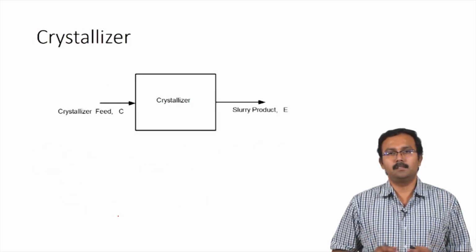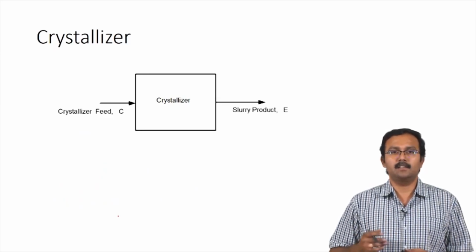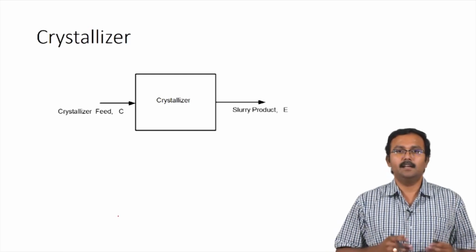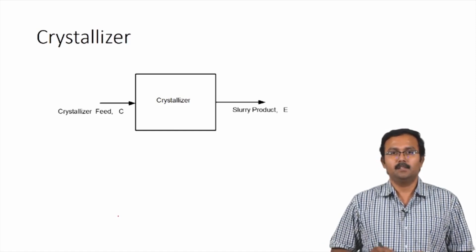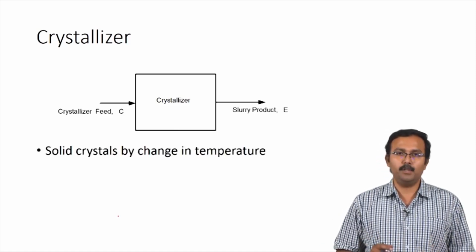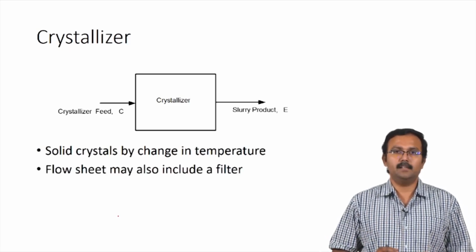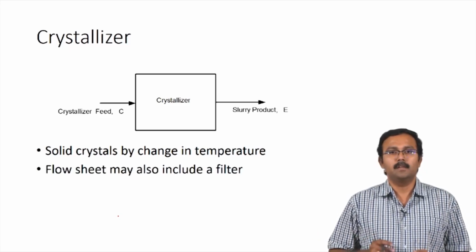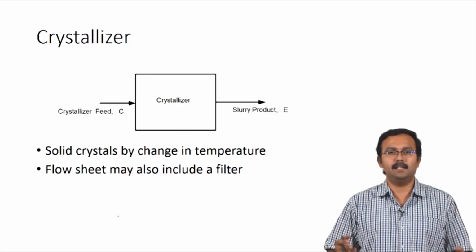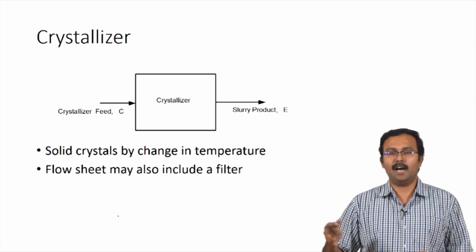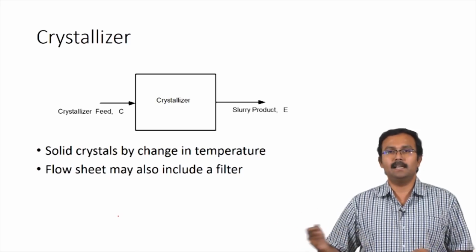Here is another common system which is used in many chemical and biochemical industries. It is called a crystallizer. A crystallizer feed enters into a crystallizer and you end up getting a slurry product which leaves the system. Solid crystals are produced from the crystallizer feed by change in temperature. This flow sheet many a time would include a filter also, because the crystals which are produced need to be separated from the liquid which is accompanying in the slurry. So, for this reason you would have a filter attached to this, remove the solids from the slurry, and the liquids will be sent out as the filtrate.